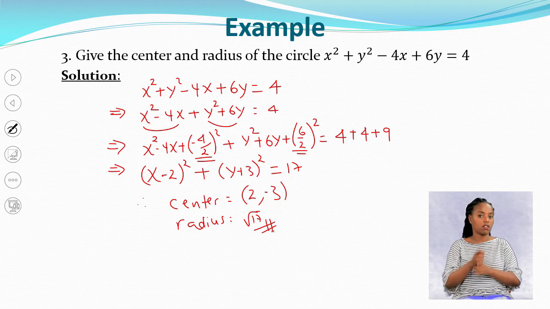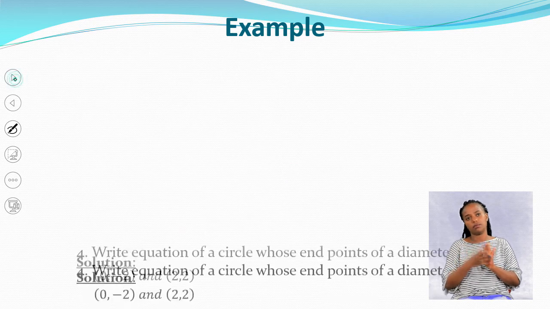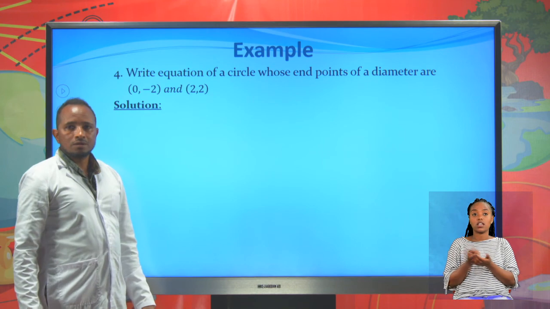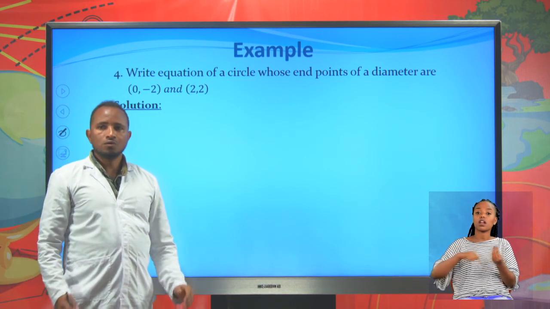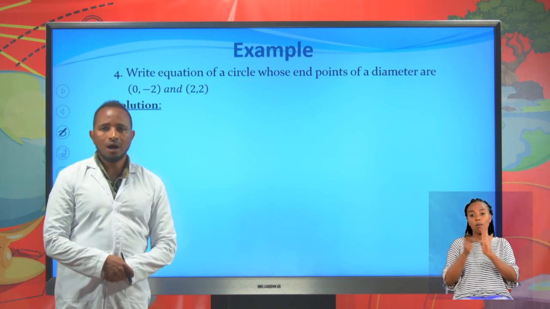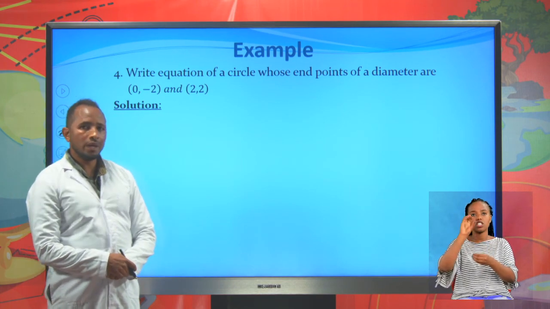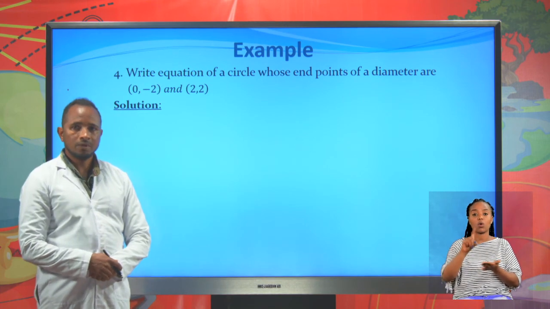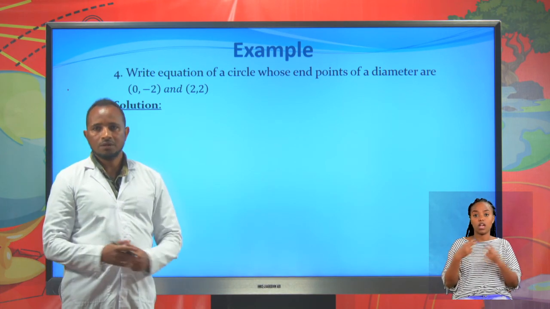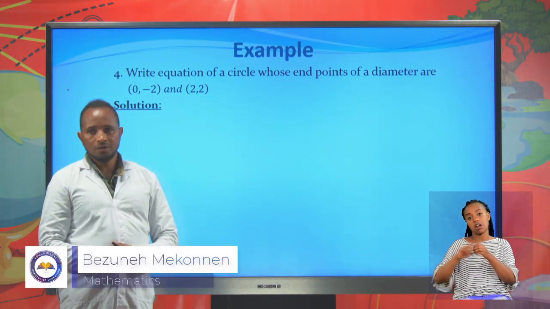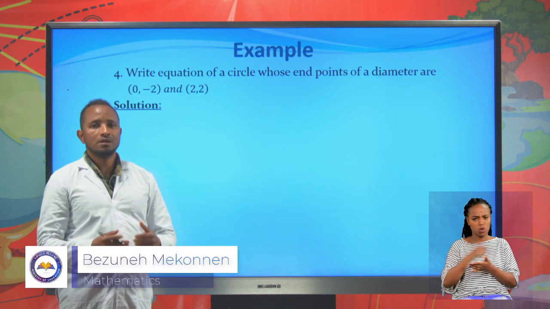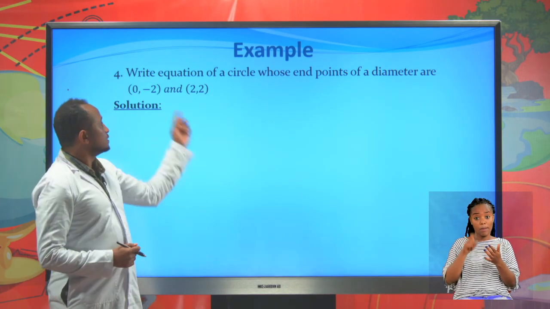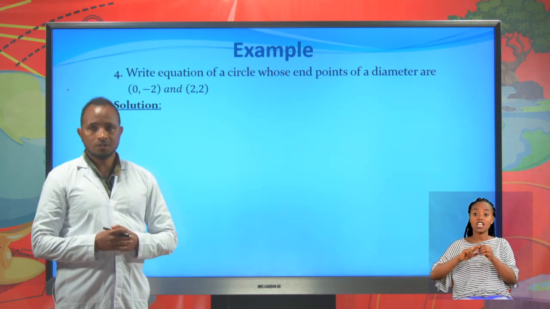Now let's proceed to the next example. Here it says, write the equation of a circle whose endpoints of a diameter are (0, -2) and (2, 2). In this question, we don't have the center and radius. To write the equation of a circle, we need to have the center and radius. So from this, we need to find the center and radius of this circle.